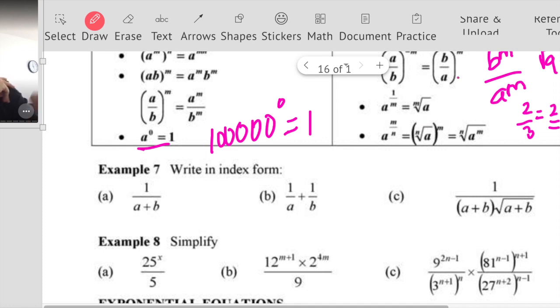Okay. So let's write these in index form. So this would be a plus b to the negative 1. Right? This would be a to the negative 1 plus b to the negative 1. I need space for that, so let me just open a new page. Let me use the next one.